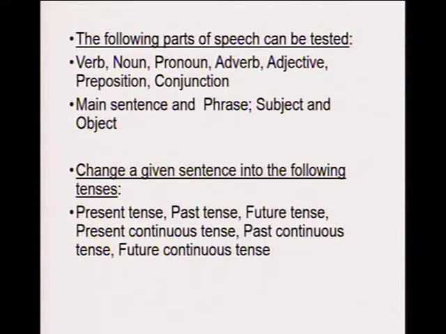The following parts of speech can also be tested: the verb, the noun, the pronoun, the adverb, the adjective, the preposition, and the conjunction that I explained to you. Then the main sentence, the phrase, the subject, and the object that I explained to you. Then the tenses: past tense, present tense, future tense, present continuous tense, past continuous tense, and I can also use future continuous tense. That is like will be catching.